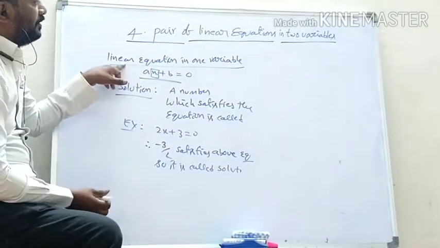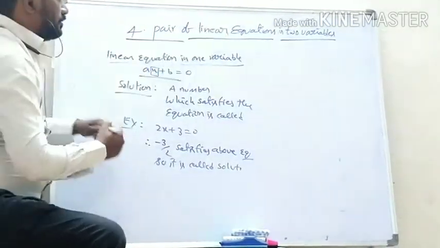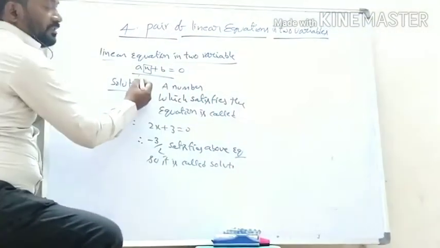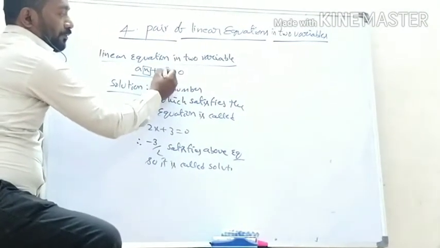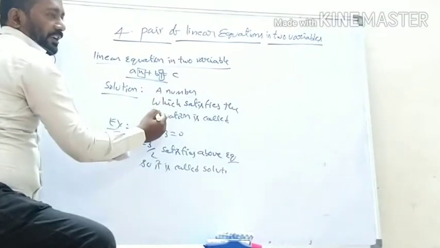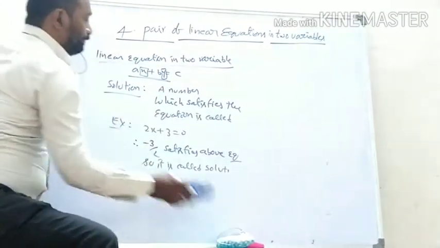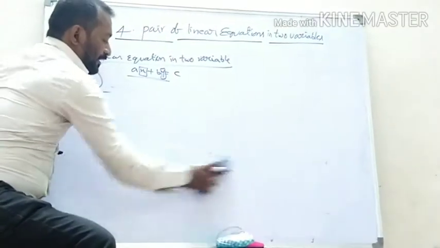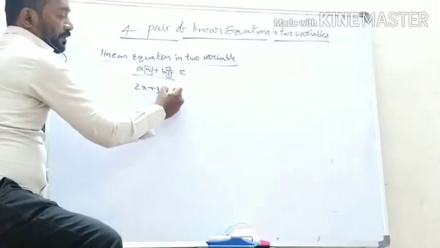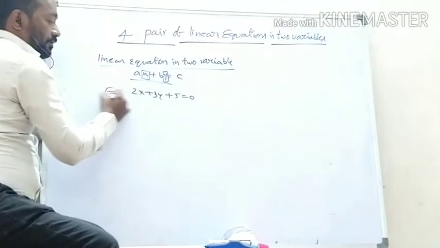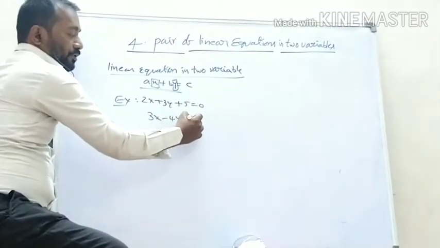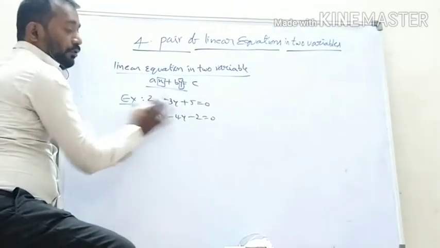Now our chapter is linear equations in two variables. Linear equation in two variables means ax plus by is equal to 0, or ax plus by is equal to c, or anything like that. Examples of linear equations in two variables, from 9th class: 2x plus 3y plus 5 is equal to 0. This is a linear equation in two variables. 3x minus 4y minus 2 is equal to 0, also a linear equation in two variables.